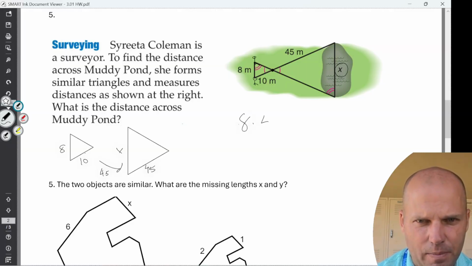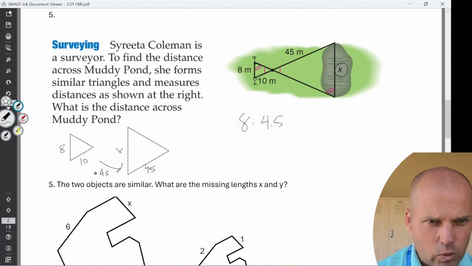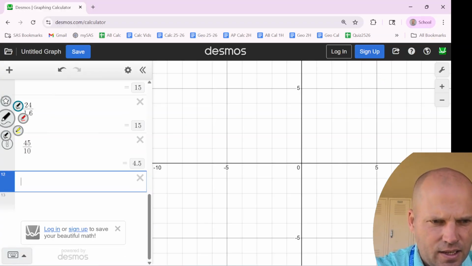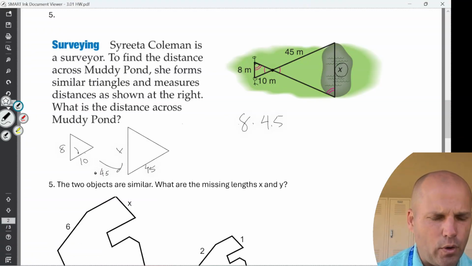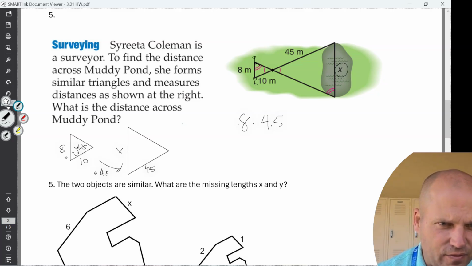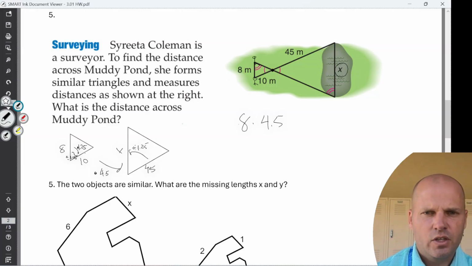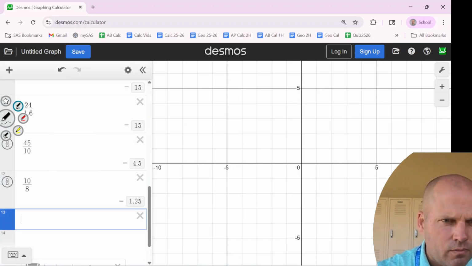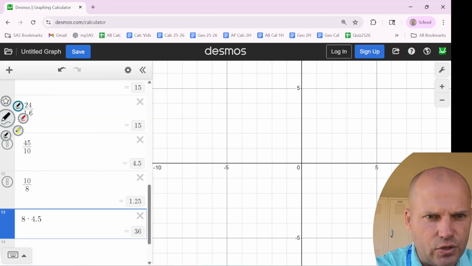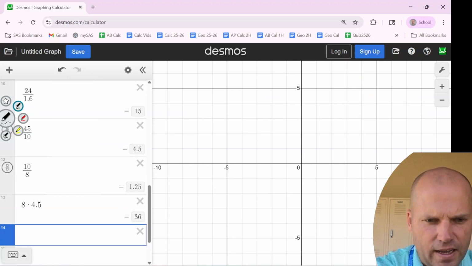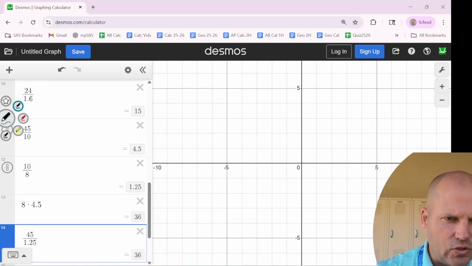You could take 8 and multiply by 4.5. What's another way to get x? You could compare the number 8 and 10. And you could say 10 is 1.25 times the size of 8, which means 8 is 10 divided by 1.25. I could take 45 and divide it by 1.25 to also get my answer. 8 times 4.5 is 36, and then 45 divided by 1.25 is also 36.